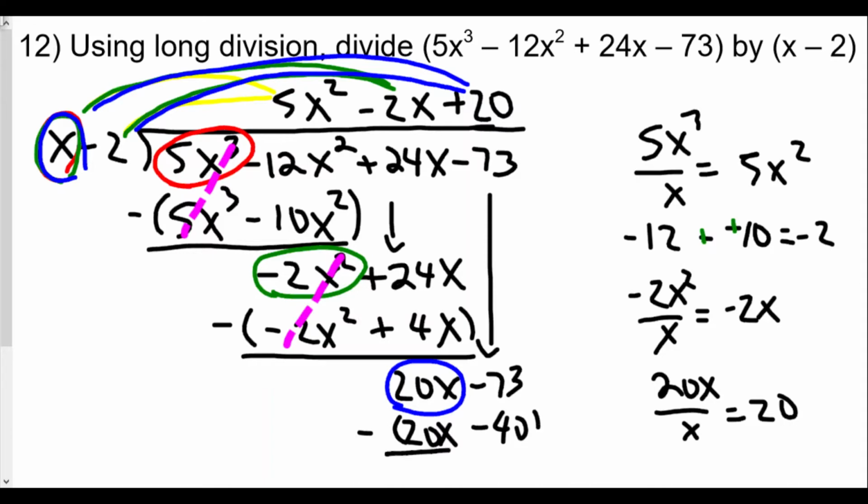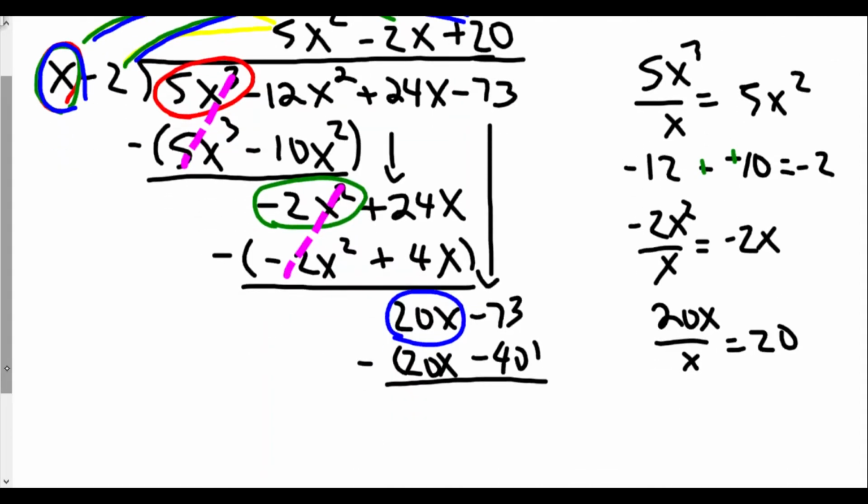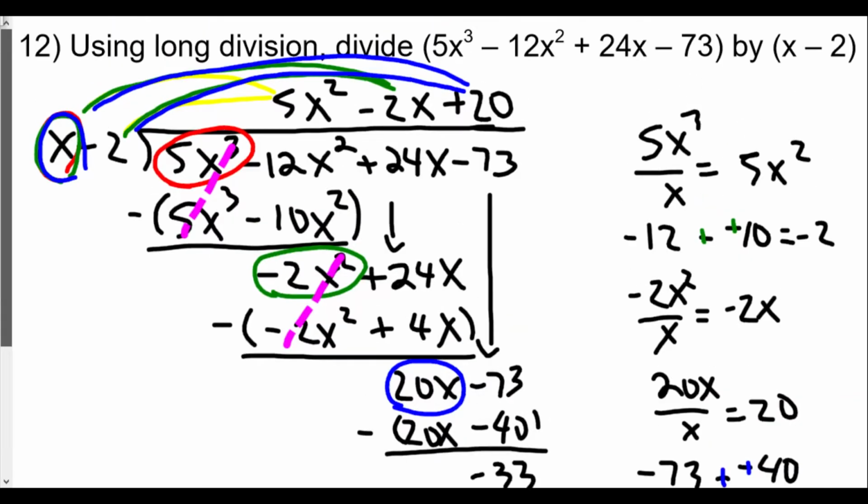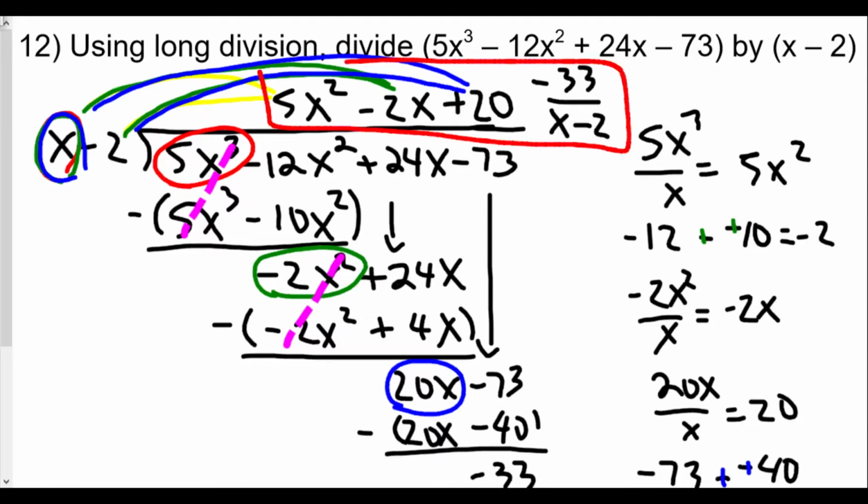Now we're subtracting. And so we write down in this case, negative 73 minus negative 40. We're going to keep change to addition, and change the sign of the second number. So negative 73 plus positive 40 is going to be negative 33. And that's our remainder. So when we write this out up here, we put down negative 33 over x minus 2. And this will be our answer: 5x squared minus 2x plus 20 minus 33 over x minus 2.